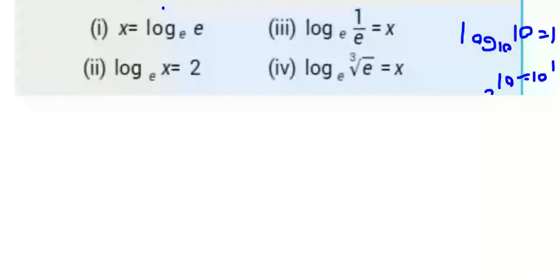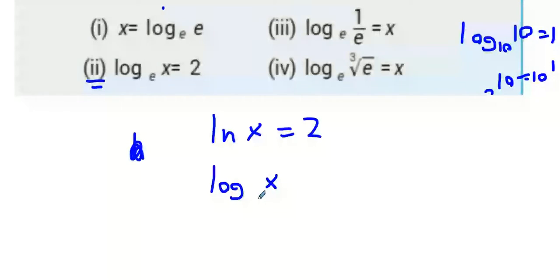Now, next one. If I said ln x equals 2, imagine I asked you to solve that. What you'd have to do is write log x base e is 2. Now, how do we do this in index form? Bring the e upwards, what happens? x equals e to the power 2. Remember log rules? Index form.